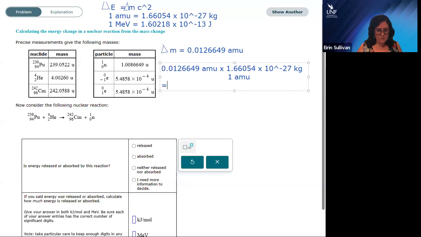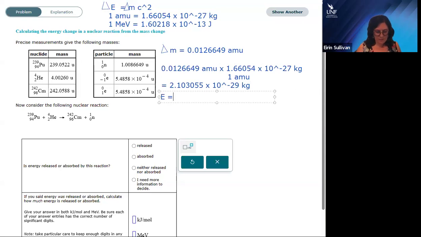That comes out to be 2.103. I'm just going to keep all these decimal places for a mark. Well, I know it's ugly, but 10 to the power of minus 29 kilograms. So then that is what's going to go into my Einstein mass-energy relationship.